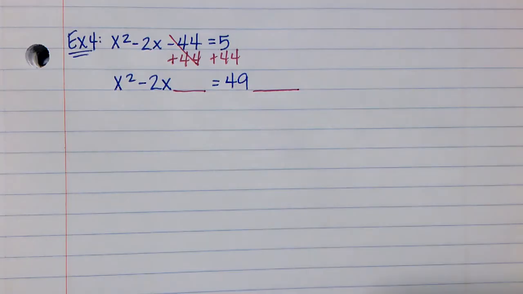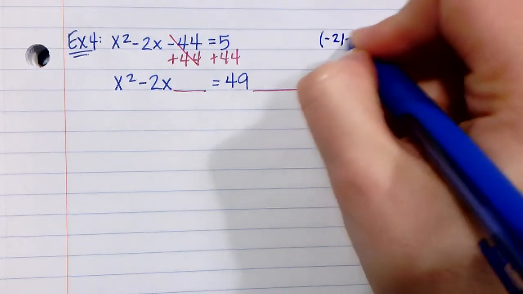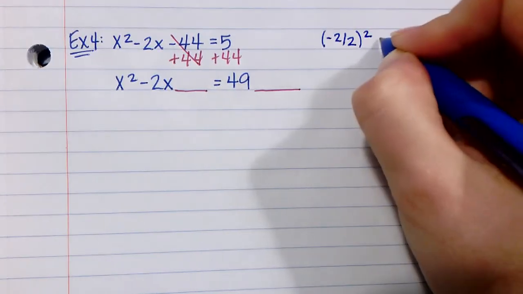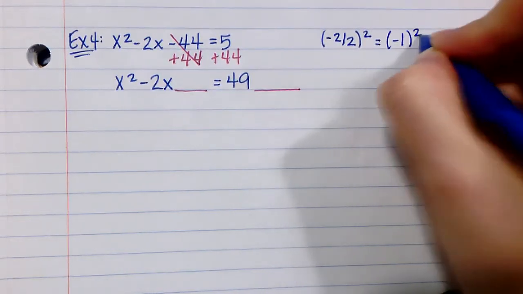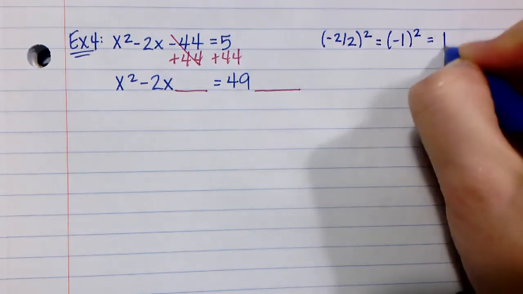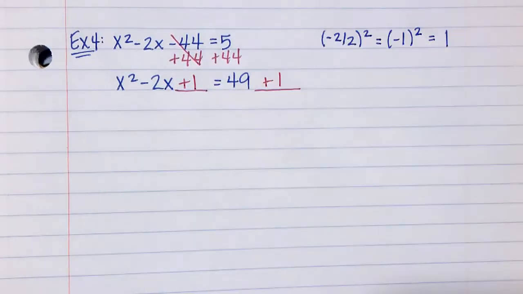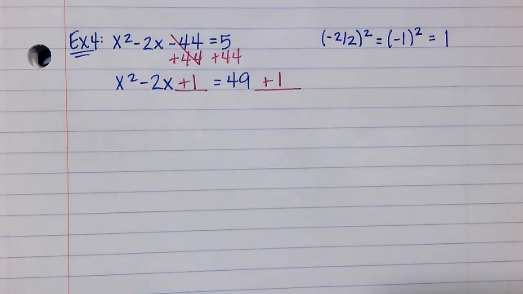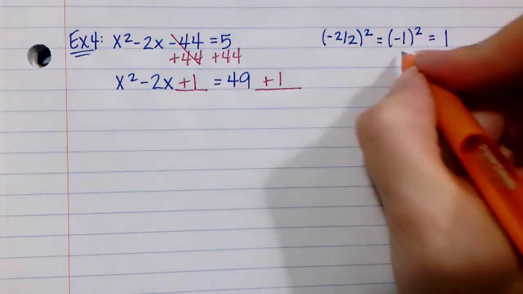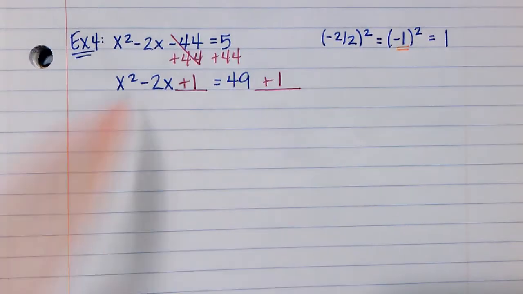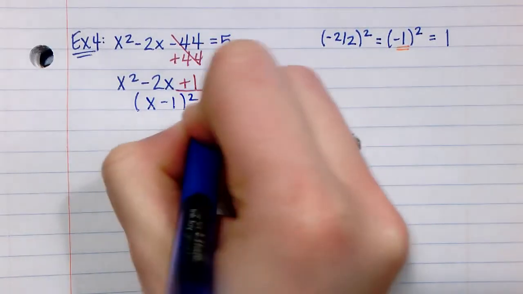Our b is negative 2, so we're going to take it and divide it by 2 and square, which equals negative 2 divided by 2 is negative 1 squared, and negative 1 squared is positive 1. So we're going to add 1 and add 1. Writing our special case, we could use the negative 1 to help us, or the negative in the middle. And we know it's x minus 1 squared equals, and 49 plus 1 is 50.